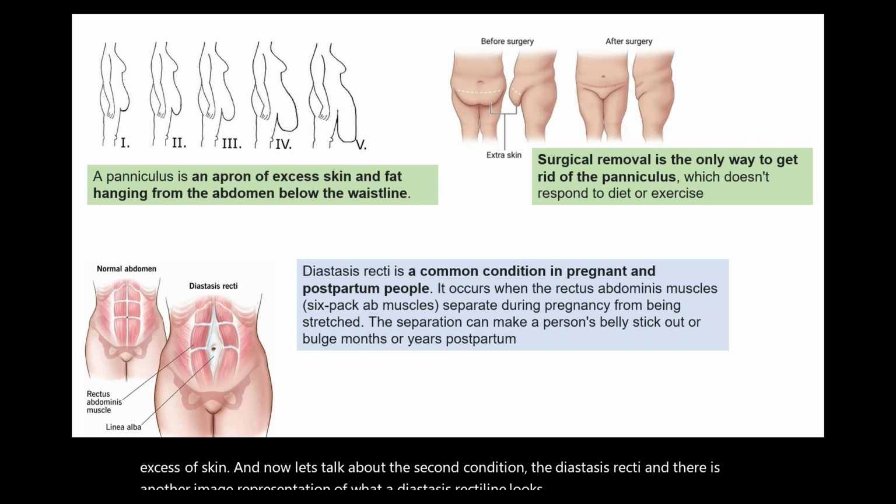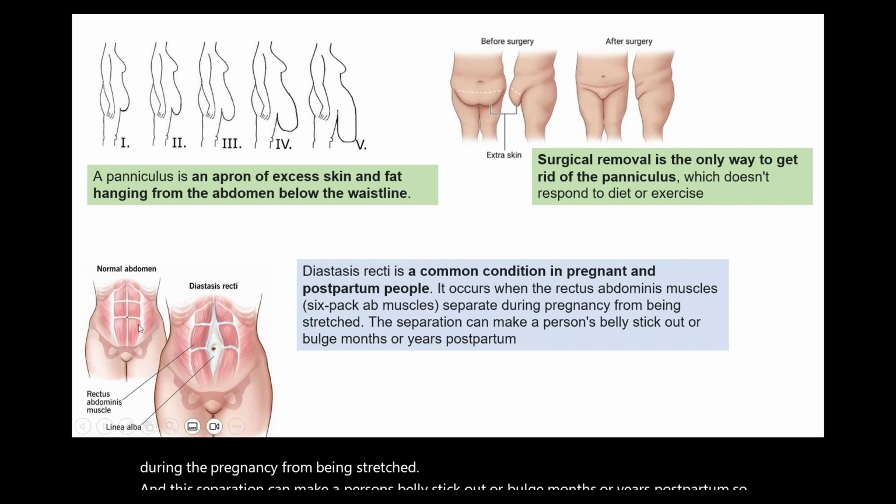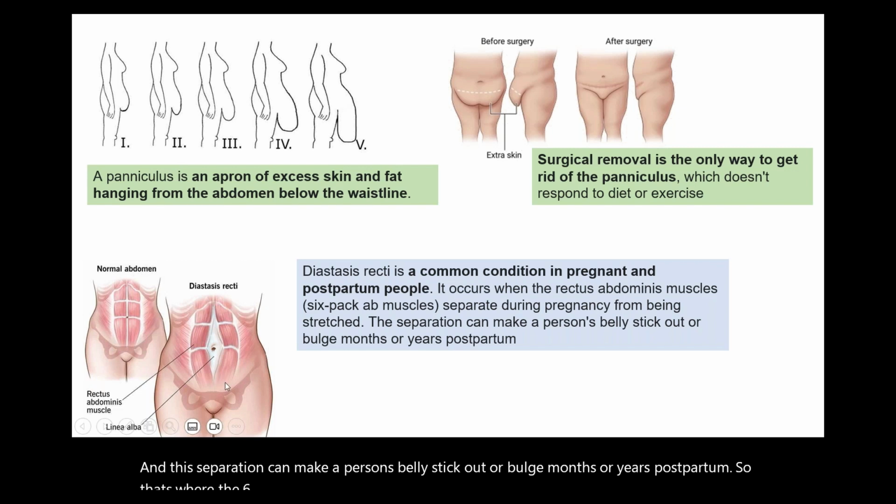A diastasis recti is a common condition in pregnant and postpartum people, and it occurs when the rectus abdominis muscles, which are also known as the six-pack ab muscles, separate during pregnancy from being stretched. This separation can make a person's belly stick out or bulge months or years postpartum. So that's where the six-pack ab muscles will stretch and move away from each other.